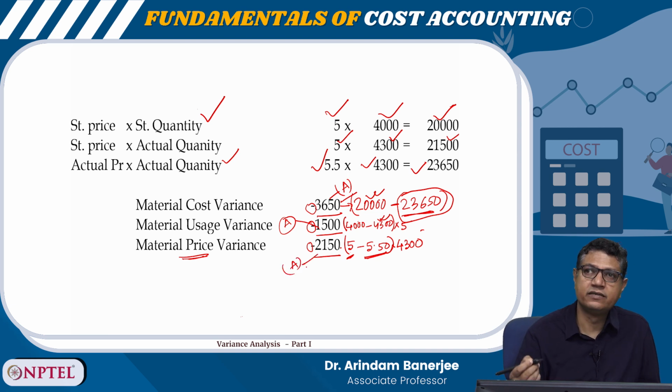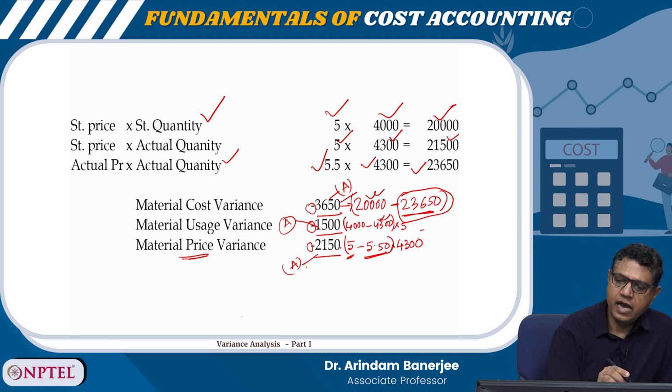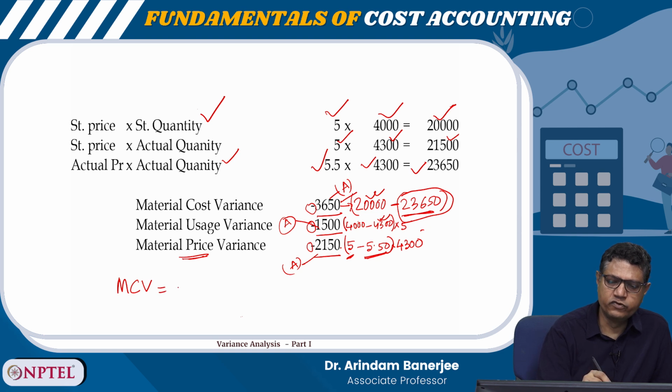Now, one check whether my calculations are correct or not: I can do a cross check. Material cost variance is equal to material usage variance plus material price variance. So what is my material cost variance?